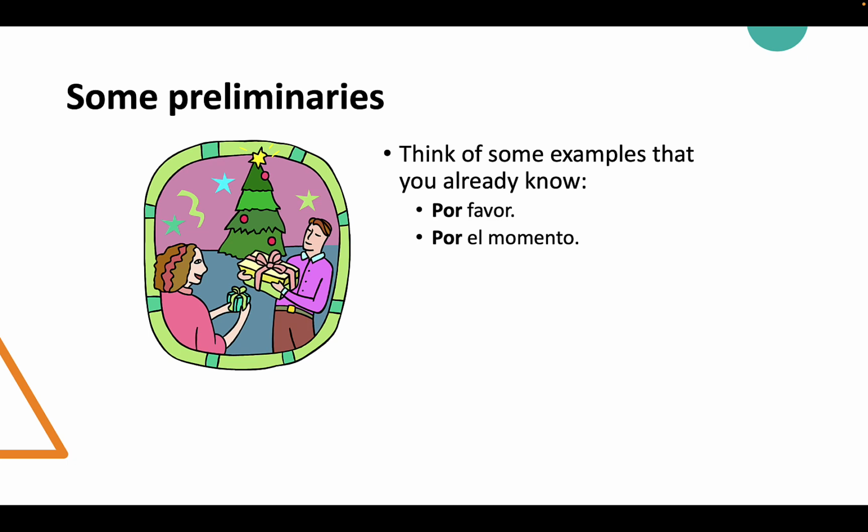Before we go over each of the uses, it's important to remember that there are some set expressions that already work as such, right? We just need to remember them. That will be the case, for instance, of por favor, which is the equivalent of please. We'll never say para favor. It will always be por favor. So those are not interchangeable. We also have por el momento, for now. Again, it's a set expression. It doesn't change, therefore we'll never use para el momento. All right.